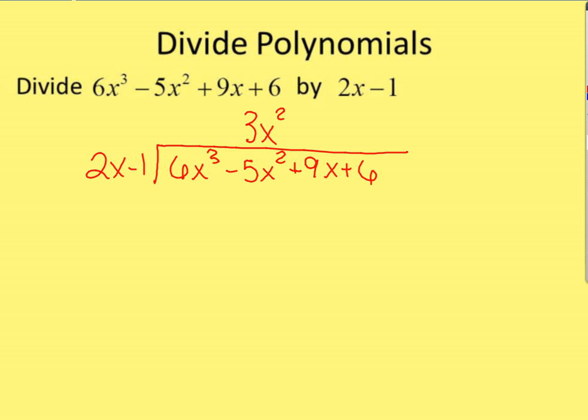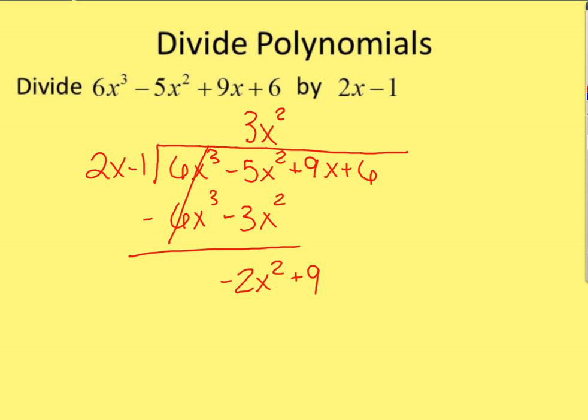And 2 times 3 will give us 6. So we need to multiply that first piece by 3x squared, so it becomes 6x cubed. So 3x squared times 2x is going to give me 6x cubed. 3x squared times negative 1 gives us a negative 3x squared. We subtract down. This part is going to cancel. We're left with negative 5 minus negative 3. Turns that to plus positive. So negative 5 plus 3 gives us a negative 2x squared. And then we're going to bring down our next part, which is the 9x.